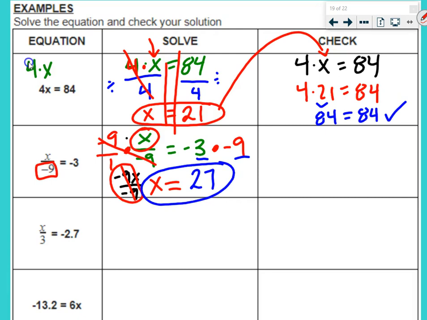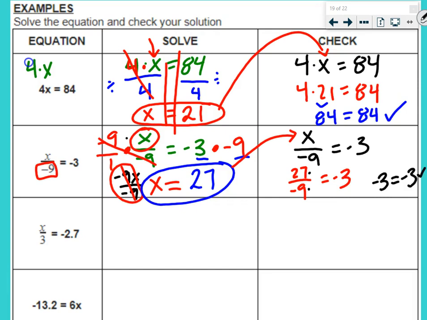So x equals 27. Now with these problems, it's really important to check because sometimes that division can throw us off. So we have x divided by negative 9 equals negative 3. Put the 27 in for x. Apologies. We have positive 27 divided by negative 9 equals negative 3. Well, 27 divided by negative 9, positive divided by a negative is a negative. 27 divided by 9 is 3. Negative 3 equals negative 3. On the right track.